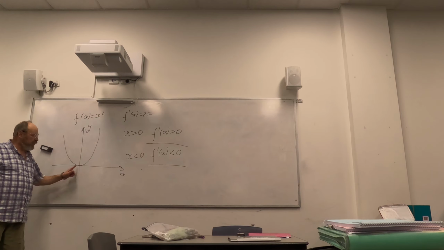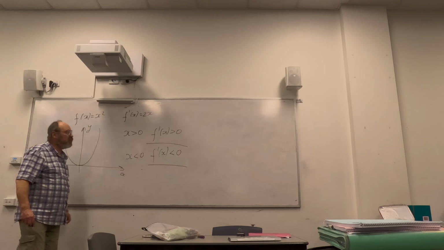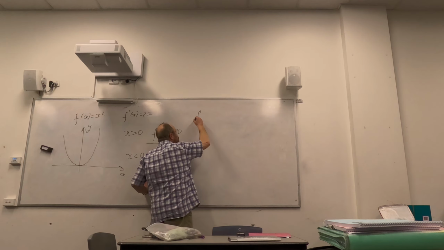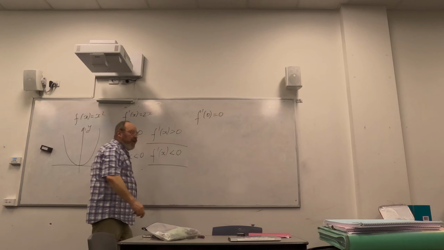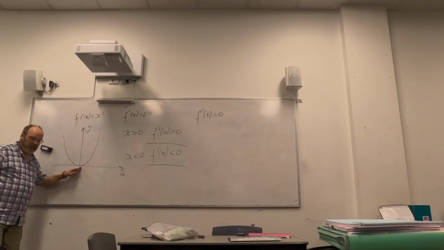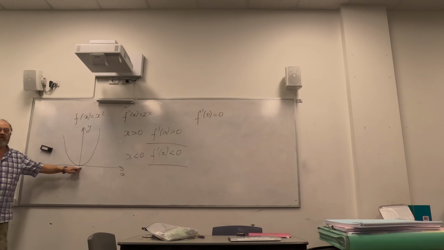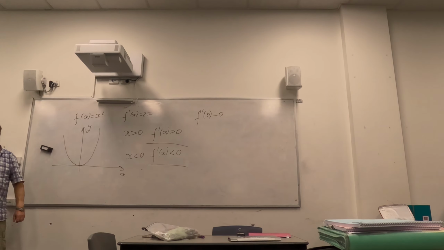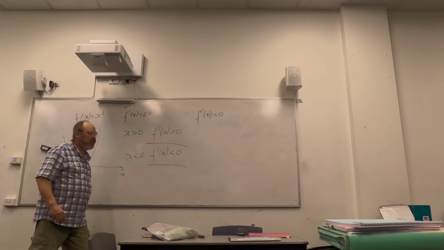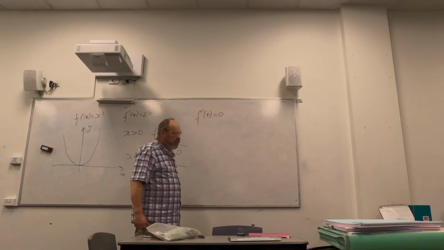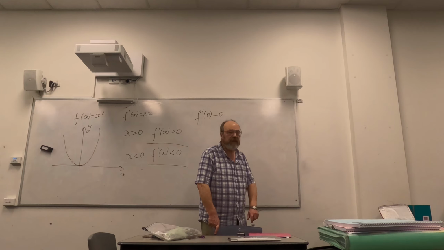Now, what happens at x equals 0? What does the derivative at 0 equal? And that is a minimum, which is a stationary point. We will focus later more on the stationary points, and how we identify what type of stationary point.